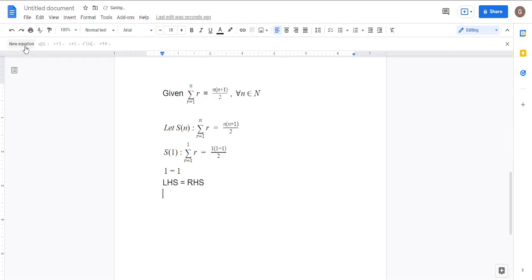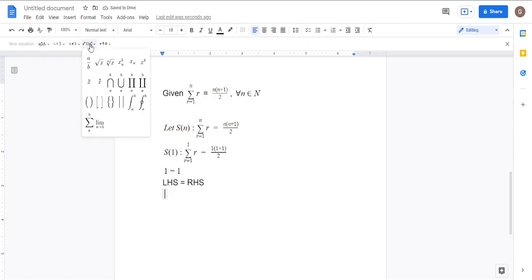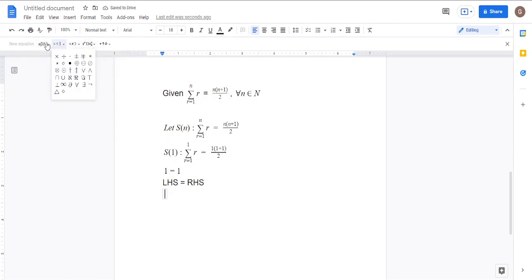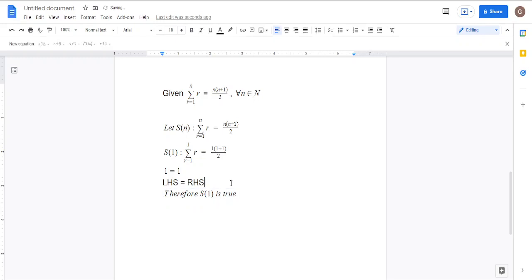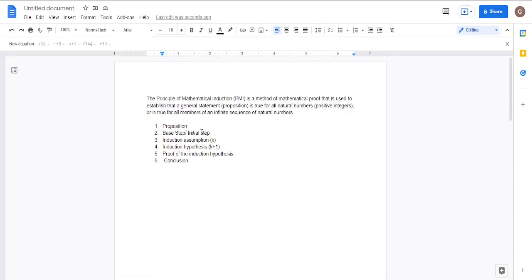Therefore, I'll just write out the word therefore. Therefore, this is true. So we'll say therefore S of 1 is true. So we've proven that for the first element in the set, it is true. Following me so far? Yes, please. Okay. So we've done our proposition. We've done our base case.